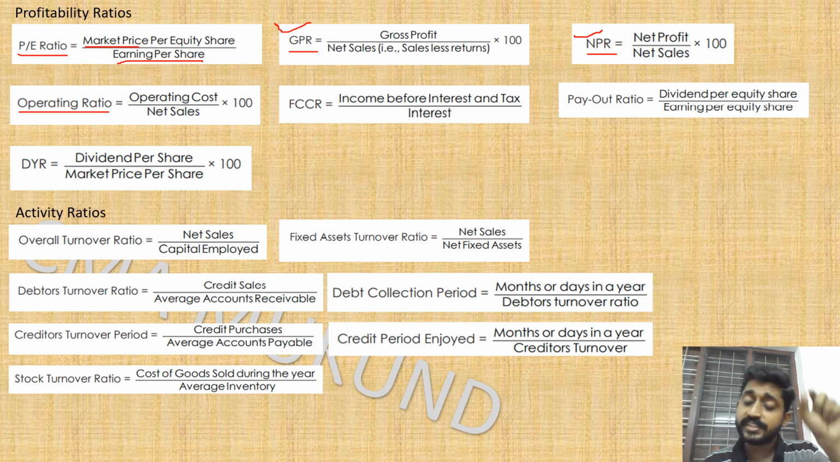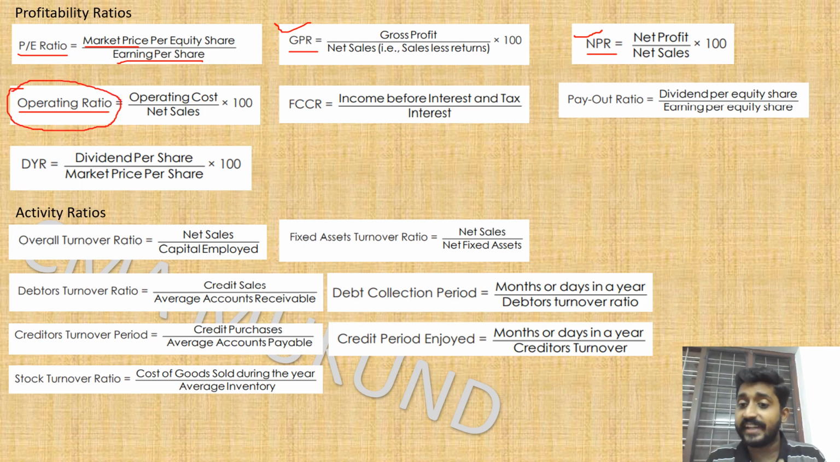Operating profit ratio is operating profit divided by sales, but here it is the operating ratio. So what is the operating ratio? Operating ratio is nothing but about operations. You have to control your operations. So how can you control your operations? By controlling the cost of operation. How to control the cost of operation? By putting a ratio like this.